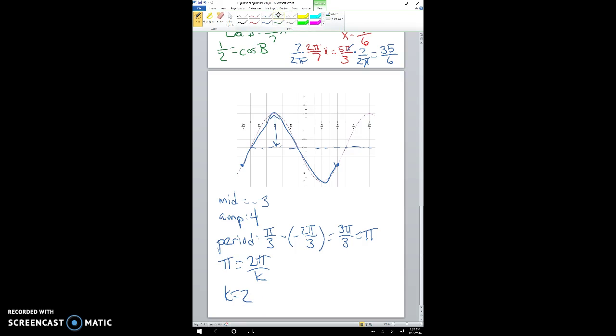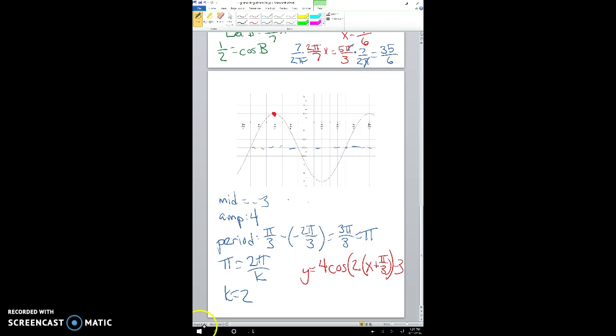So the trick now is to actually write the function. Just looking at the graph, you can't tell if it's a sine or a cosine function. You can write it as either one. I am going to write a cosine function first. I'm going to imagine that the cycle is starting there. So my amplitude is going to be 4 cosine, k is 2. The horizontal shift is pi over 3 units to the left, so that's plus pi over 3. And then the midline was -3.